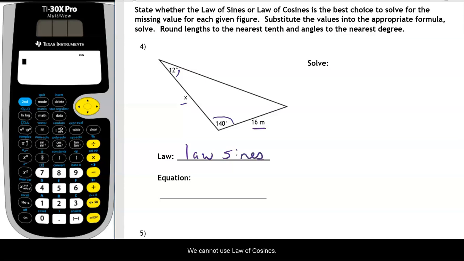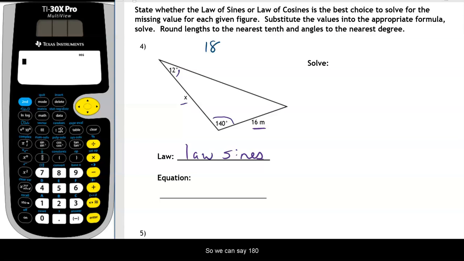We cannot use law of cosines because we do not have three sides and we don't have two sides with an included angle. So we're going to have to use law of sines. In order to use law of sines, I am first going to have to find the other missing angle. To do that, we should know that the angles of a triangle add up to 180 degrees.